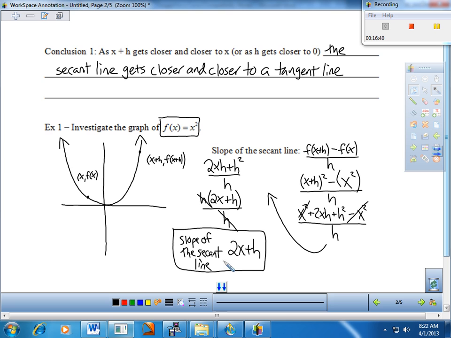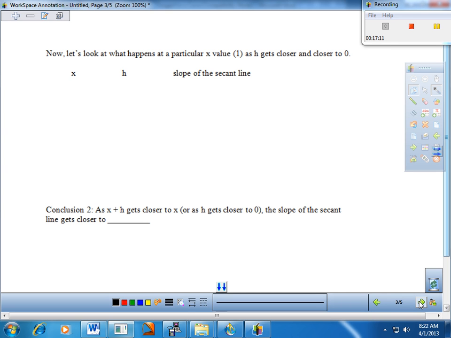Let's go to my next board and see what we want. It says, now let's look at what happens at a particular x value. In this case, I'm going to go with an x value of 1 as h gets closer and closer to 0. I'm going to get dynamic with this. I'm going to make my second point get closer and closer to the first point.